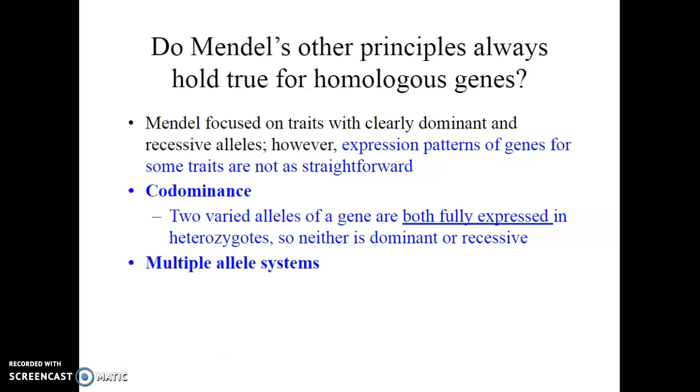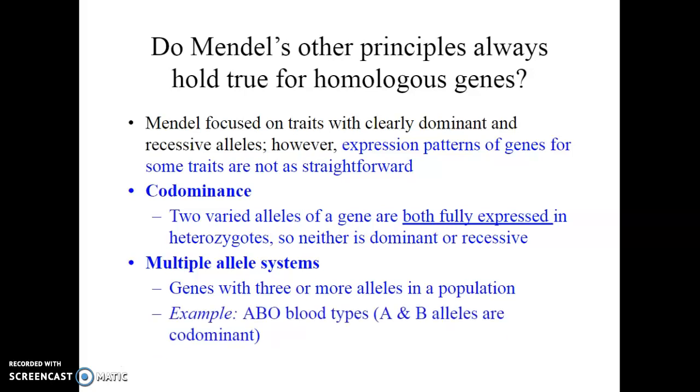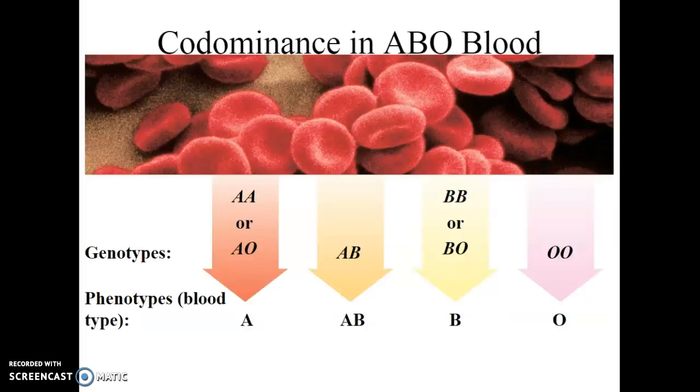You also can have multiple allele systems. A multiple allele system has genes with 3 or more alleles in a population. So our blood type is like that. Because we can have A and B, and they're codominant, but you also have type O blood. So there's a recessive in there. So it's a codominant situation for the A and B, but then there's also the recessive O, and so this is a multiple allele system.